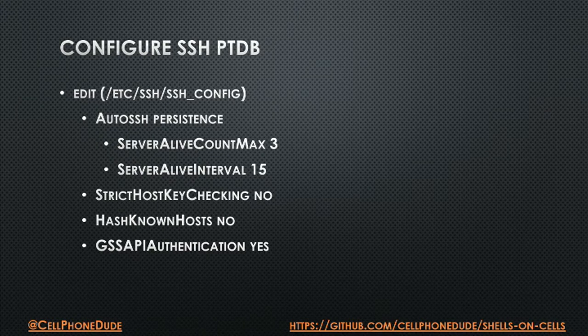Also, hashing known hosts. Those two, hash known hosts and strict host key checking, ended up being an issue on the cellular network just because each time the device booted, the key was different. And because it was coming from a separate IP address for the tunnel, it's like, hey, no, this isn't the same IP you came from before. This doesn't work. You're not allowed to get in. So I had to turn that off.